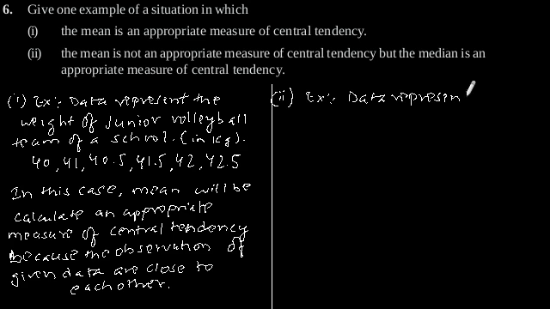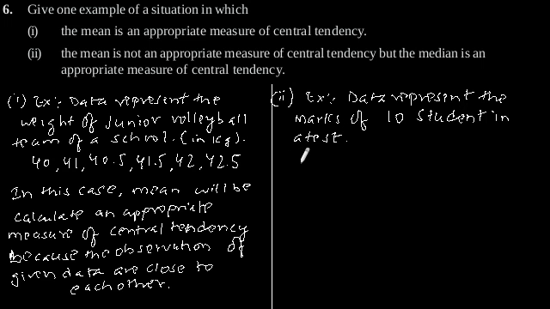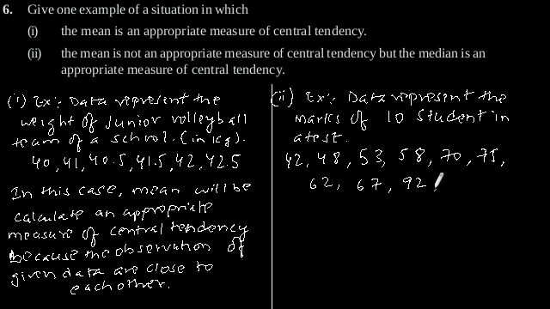Data represent the marks of 10 students in a test. Marks are 42, 48, 53, 58, 70, 75, 62, 67, 92 and 96.